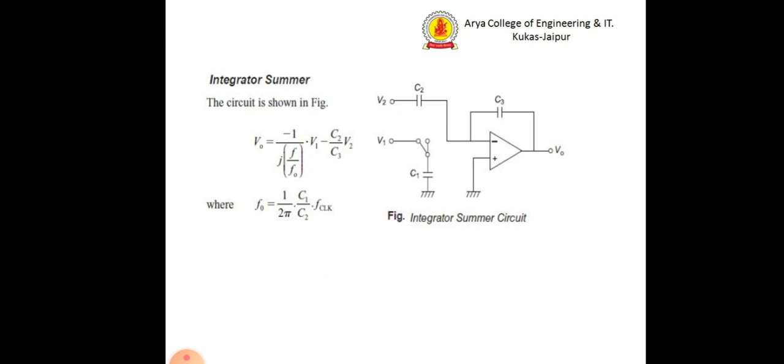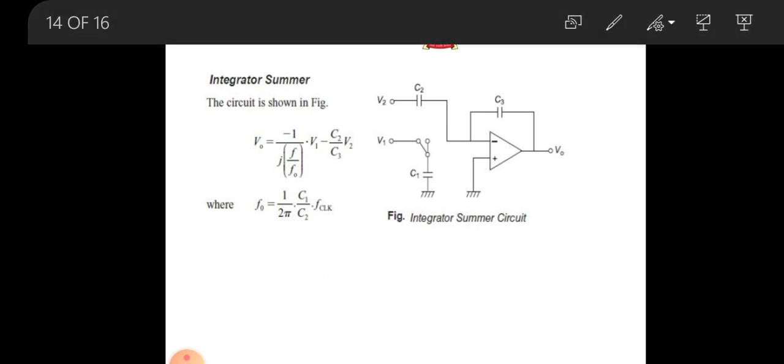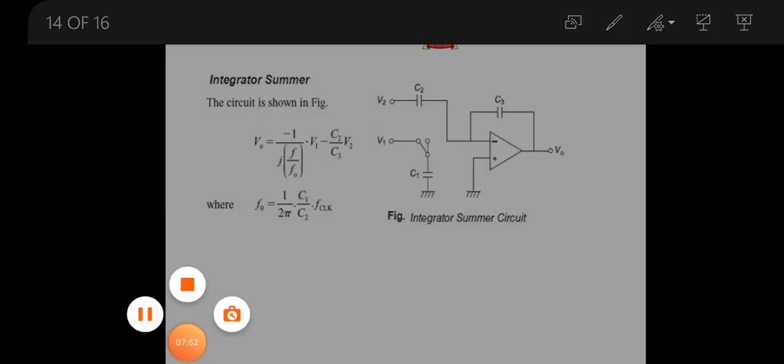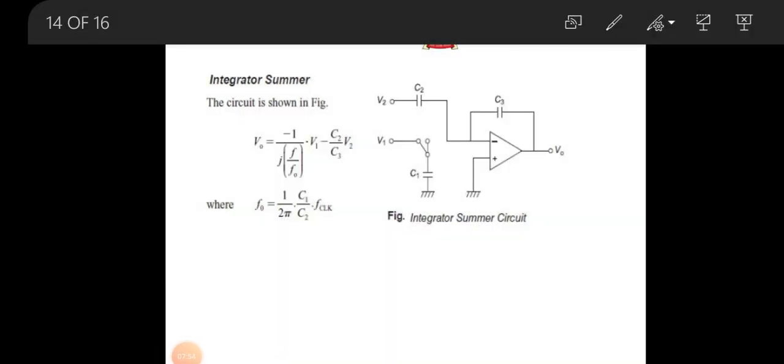We can also have an integrator summer, which is indicated in the slide, and we can have an output due to the presence of two voltage levels V1 and V2.